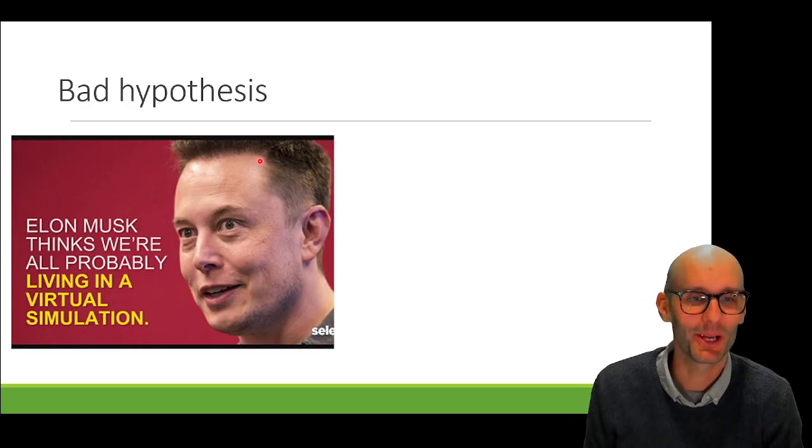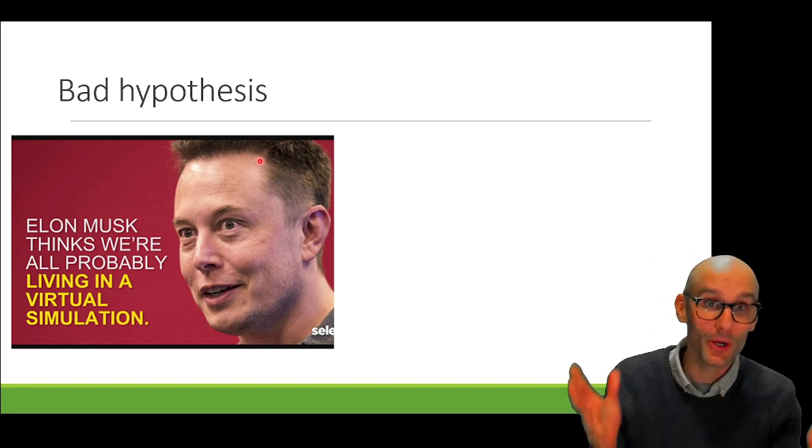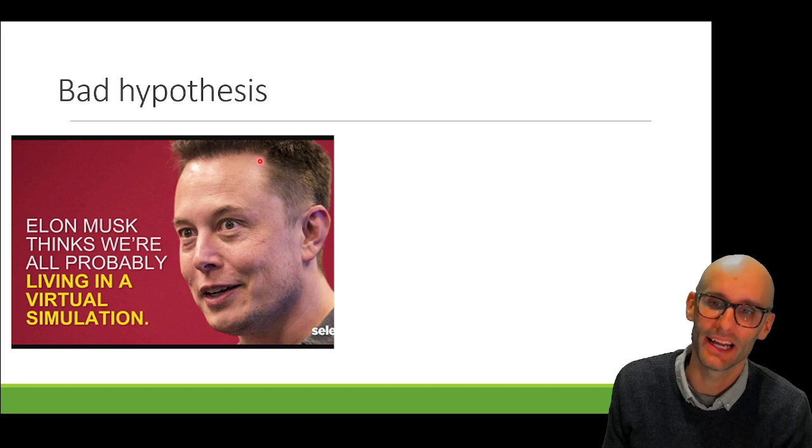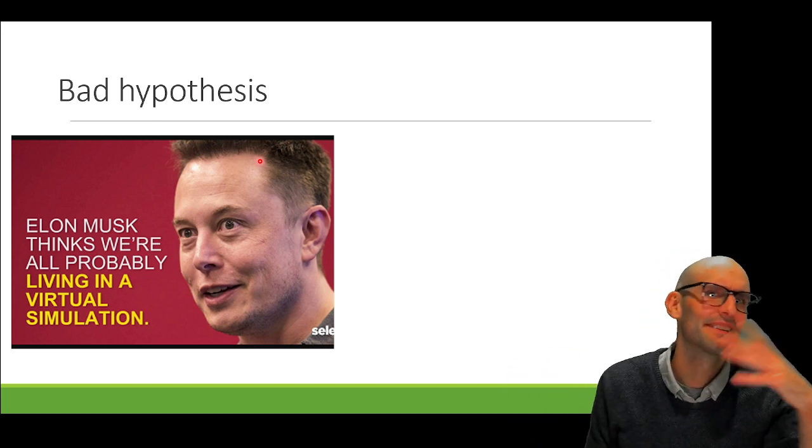Okay, so let's have a look at a bad theory. This is one of Elon Musk's. He buys into this theory. There are real philosophers out there that believe this theory, and it's the idea that perhaps we're living in a simulation. The idea goes something like this.